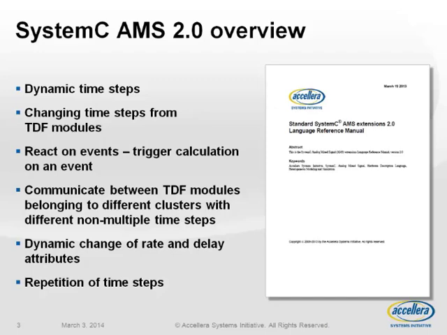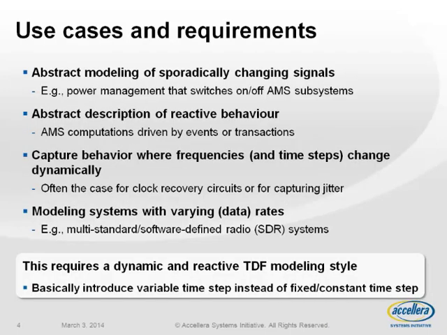And finally, also an important possibility to do iterations with 0 time steps to do relaxation. So there you have to re-evaluate your equation system. These new features were motivated by a number of use cases where SystemC AMS 1.0 fell short and which were communicated to the AMS working group in form of requirements.